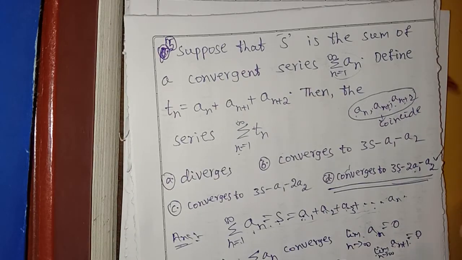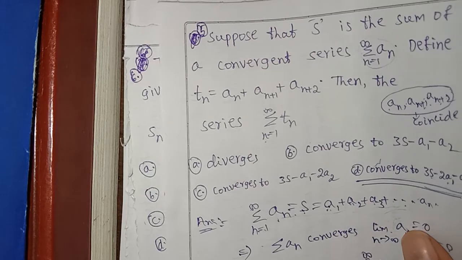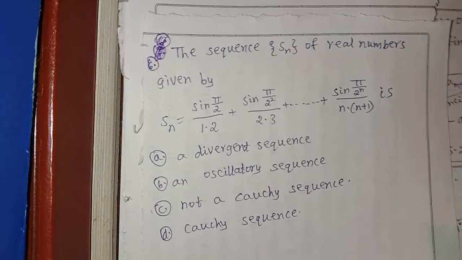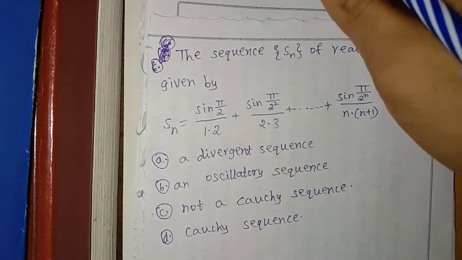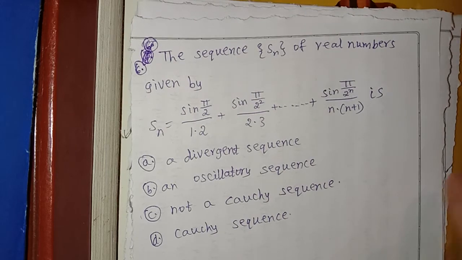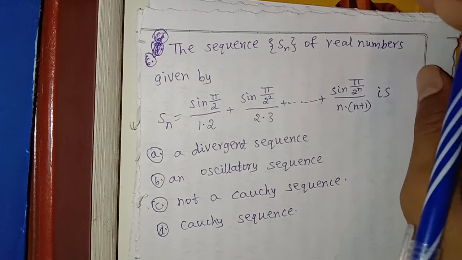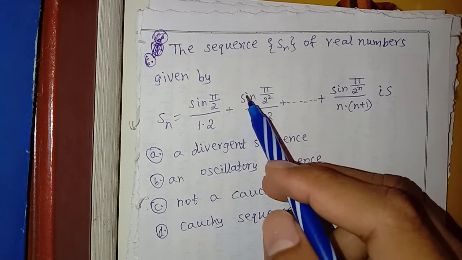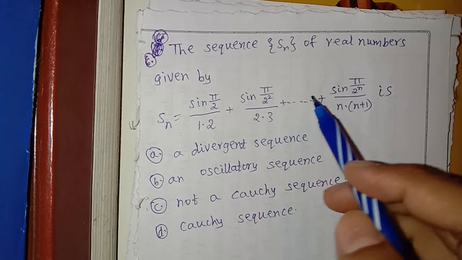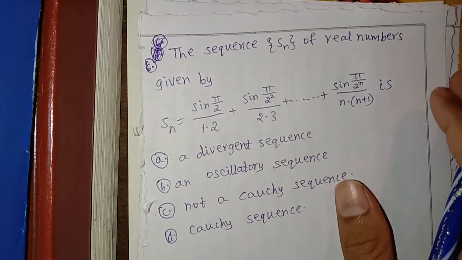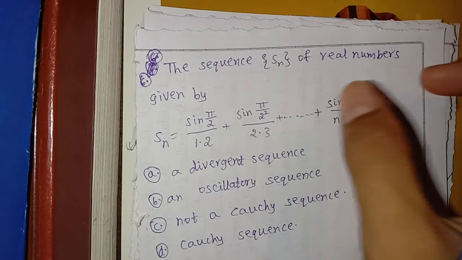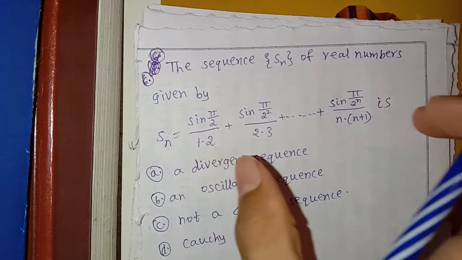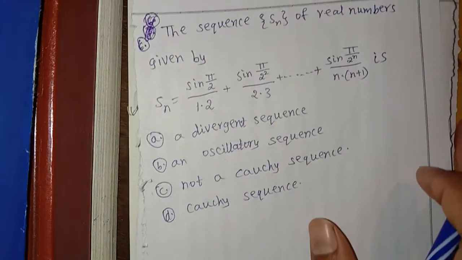Now the next question is: the sequence Sn of real numbers given by Sn is equal to sin pi by 2 over 1 into 2, sin pi by 2 squared over 2 into 3, and so on. This is a sequence of real numbers. The nth term is this one.